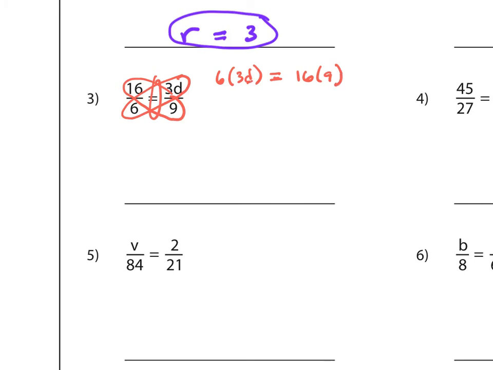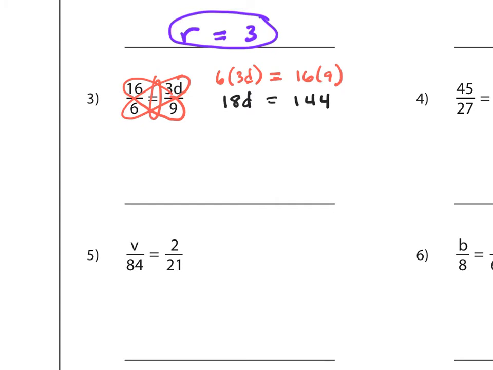So now I'm to the point that I'm going to multiply. So since this 6 is a number and this 3 is a number, and I'm multiplying, 6 times 3 would be 18, and the d is just going to come along for the ride. That's all I can do is drop it down, 18d. And on this side, 16 times 9 would be 144. So now I'm done cross multiplying.